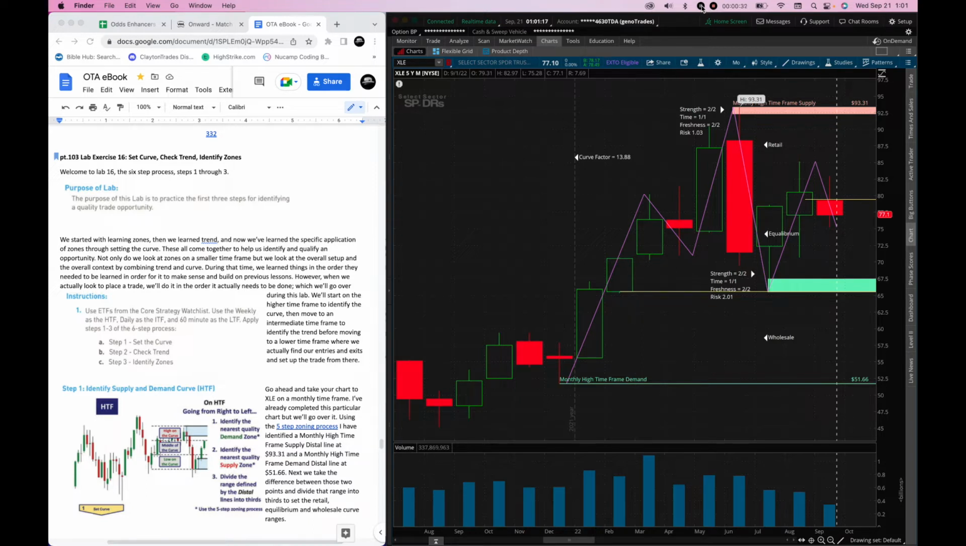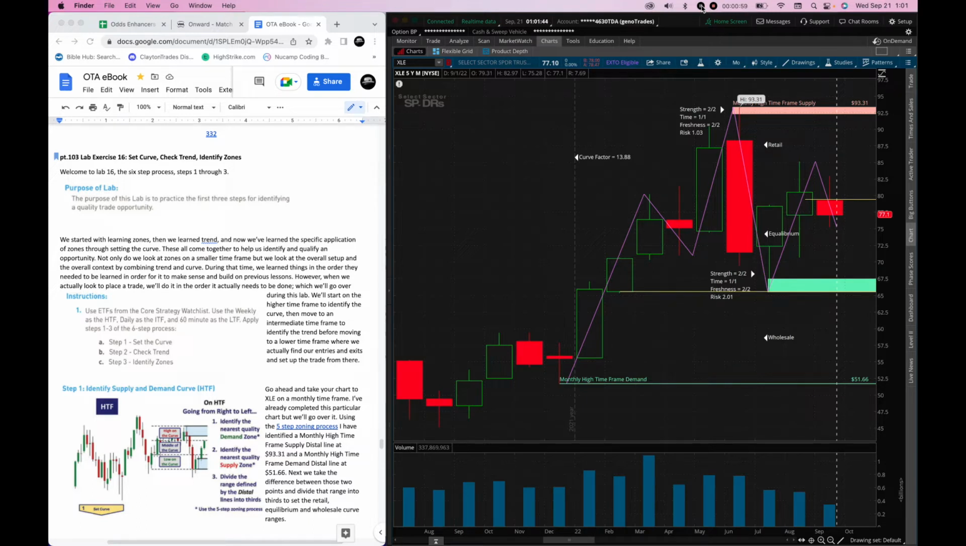Not only do we look at zones on a smaller time frame, but we look at the overall setup and the overall context by combining trend and curve. During that time, we learned things in the order they needed to be learned in order for it to make sense and to build on previous lessons. However, when we actually look to place a trade, we'll do things in the order they need to be done, which we'll go over during this lab.